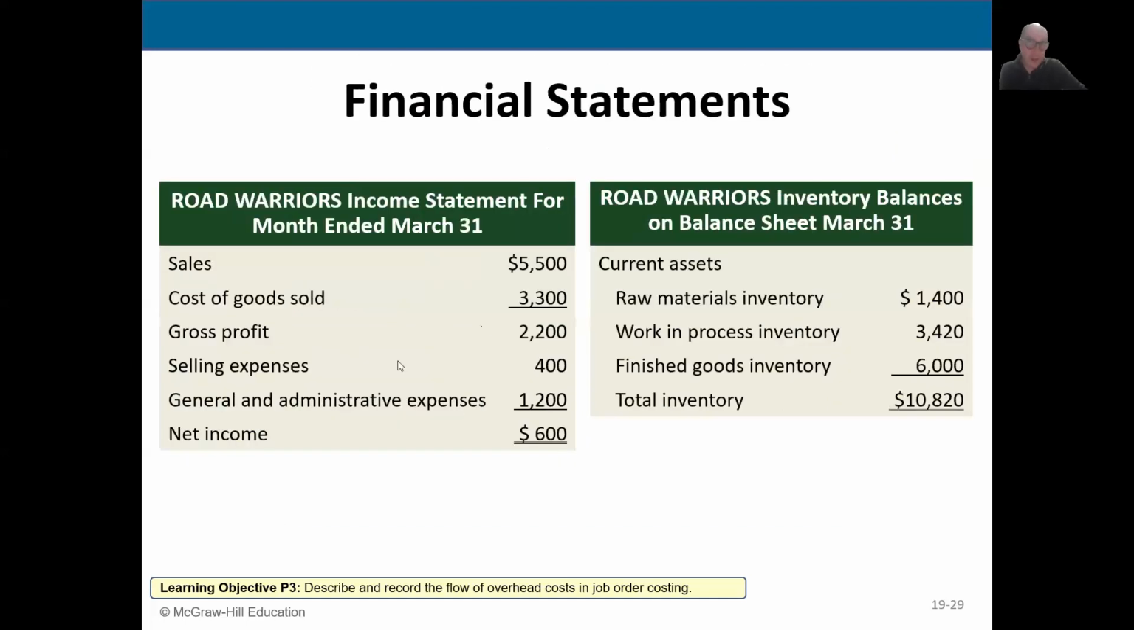And of course, the effects on the income statement and balance sheet. Your balance sheet's going to have raw materials, work in process, and finished goods inventories. Your income statement's going to have cost of goods sold, selling and administrative expenses.